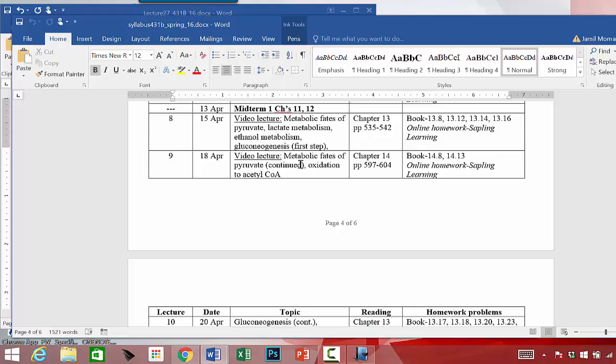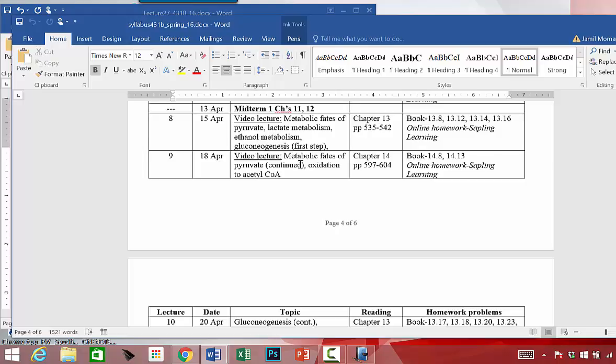And in theory it can also make oxaloacetate. We didn't talk about that, but we did talk about that in terms of gluconeogenesis. So it can make oxaloacetate by being carboxylated.